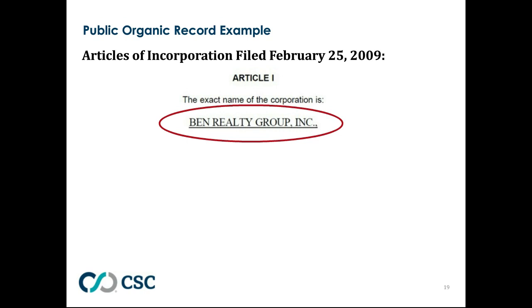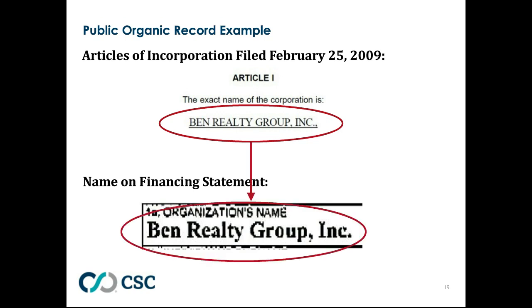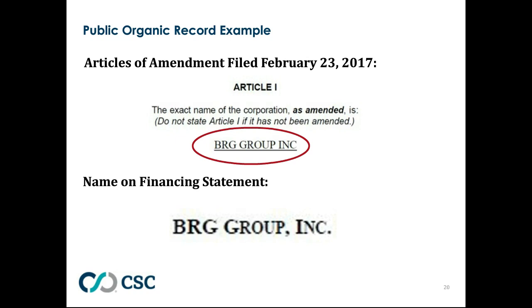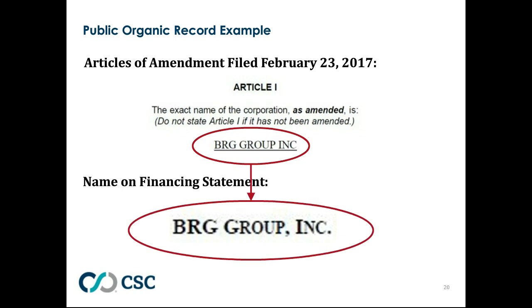So here's an example of how to use a public organic record. We have a corporation known as Ben Realty Group. That's the name stated in the public organic record as the name of the corporation. Therefore, that name must be the name that is provided on the financing statement. And in this case, that's what happened. Now, Ben Realty Group changed its name at some point. It filed an amendment to the Articles of Incorporation and became BRG Group, Inc. Well, by doing this, now, after February 23rd, 2017, the most recently filed public organic record is the amendment that restates the name. And BRG Group is the name that must appear on any financing statements filed after that time.